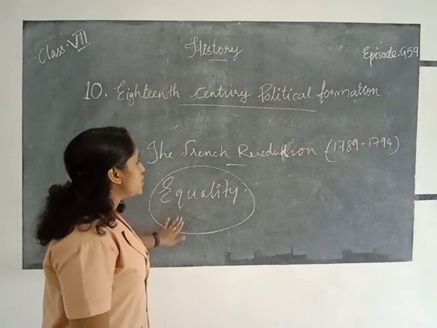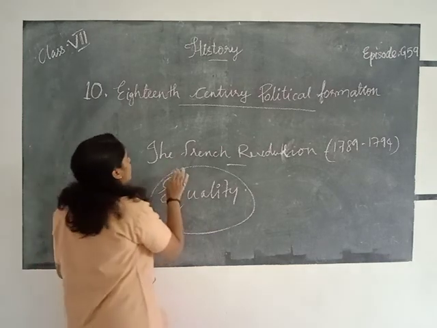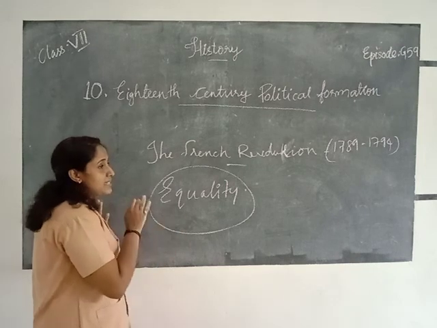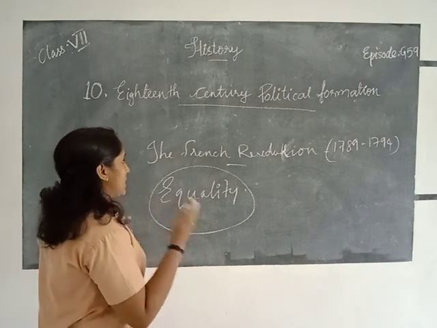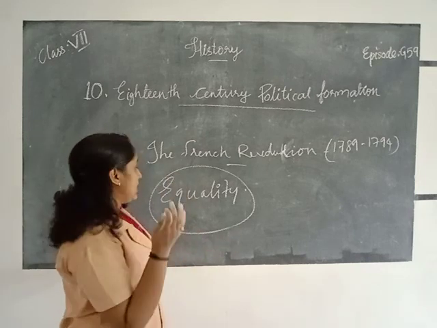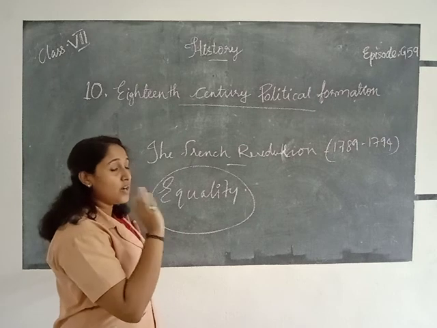Actually, the French and the American Revolution also took place in the 18th century. After this, in the last part of the 18th century, people held these ideas, like equality, and each and every person wanted to be equal.